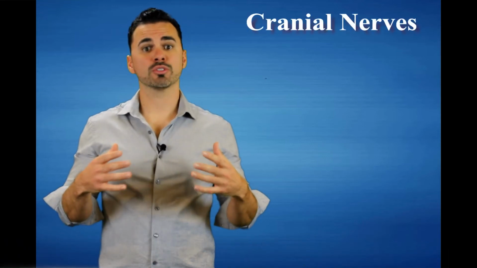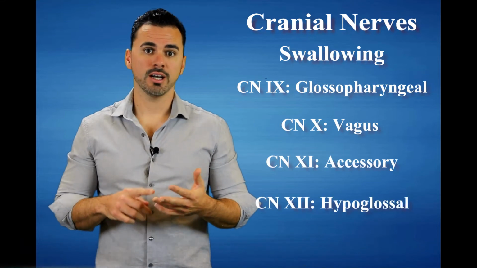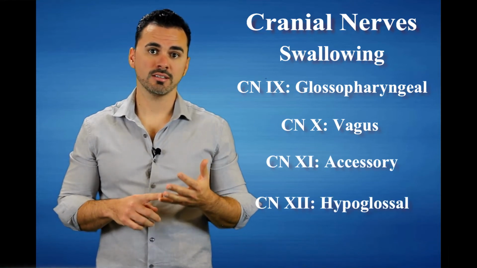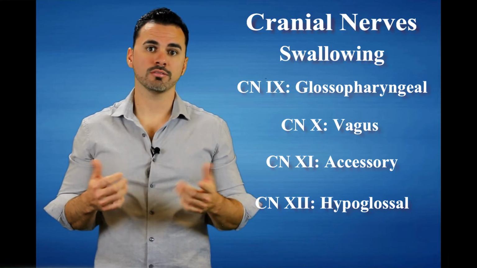You also need to know the cranial nerves involved with swallowing. These are going to be the cranial nerves 10, 11, and 12. The vagus nerve, which is 10, the spinal accessory, which is 11, and the hypoglossal, which is 12.